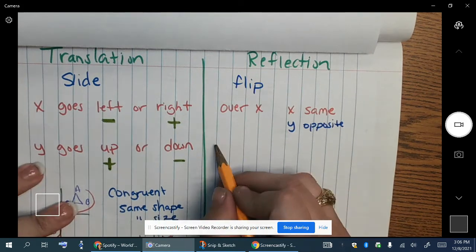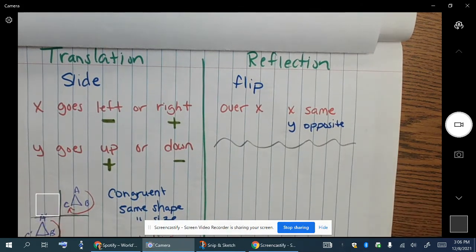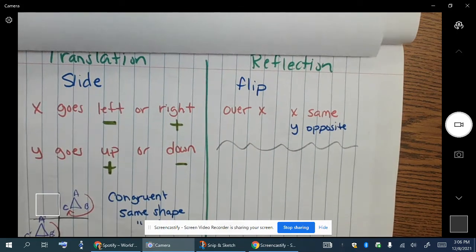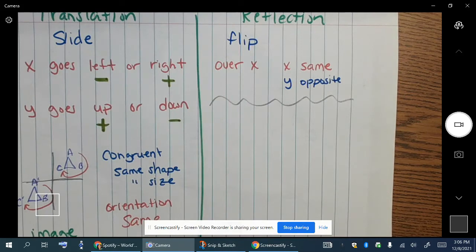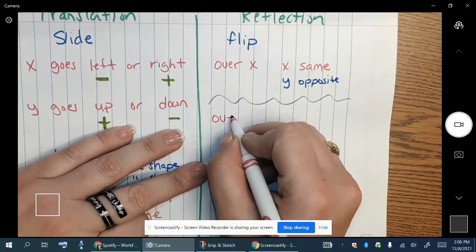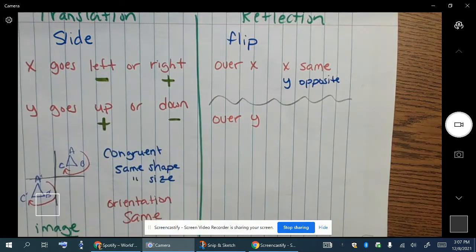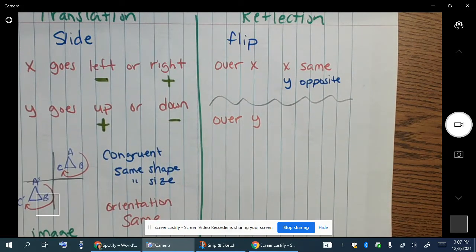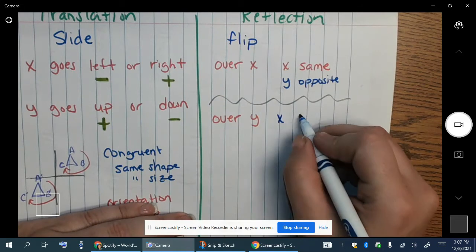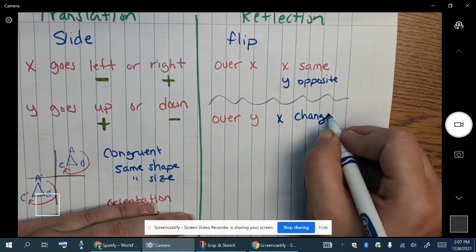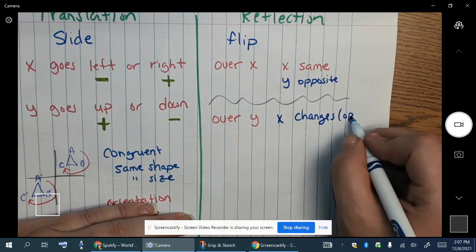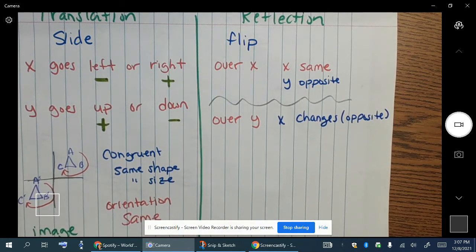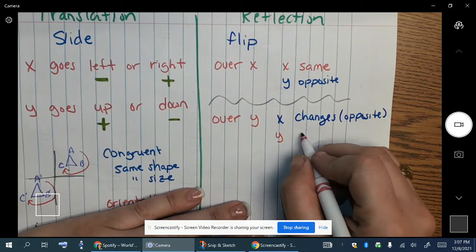So whatever you flip over, that's the thing that stays the same. So what's the other thing I can flip over? The y-axis. When I flip over the y, what happens? Y stays the same, x changes. X changes. I'm going to put opposite, sorry. And the y does what? Same. It's the same.